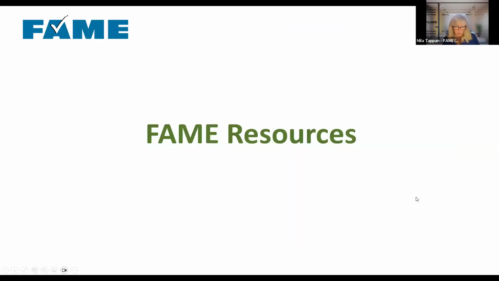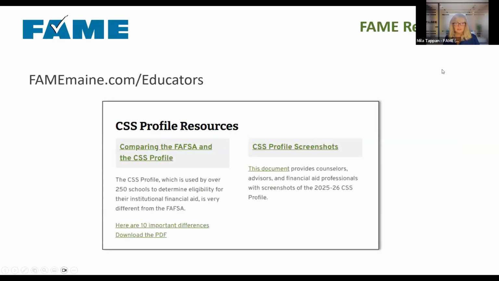And then in closing, we wanted to share some relatively new resources. If you go to famemaine.com/educators, this is the page that's all for you. This is where we put a lot of FAFSA resources, but this year we have added some CSS Profile resources. The two big ones: one is Comparing the FAFSA and CSS Profile. Michelle and I discussed this in the fall, and we said we know we want to provide more resources about the CSS Profile, and we thought a good place to start was with the 10 things that make the CSS Profile and the FAFSA different. I'm going to show you a little bit more about that in a moment.